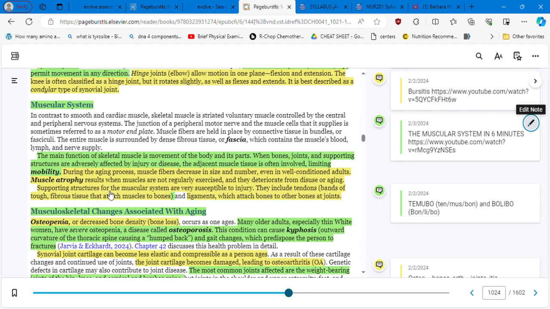Supporting structures for the muscle system are very susceptible to injury. They include tendons, which are bands of tough fibrous tissue that attach muscles to bones, and ligaments, which attach bones to other bones at joints.